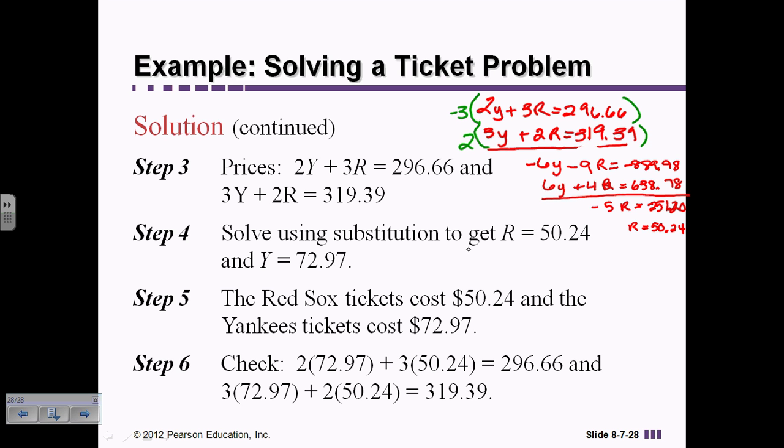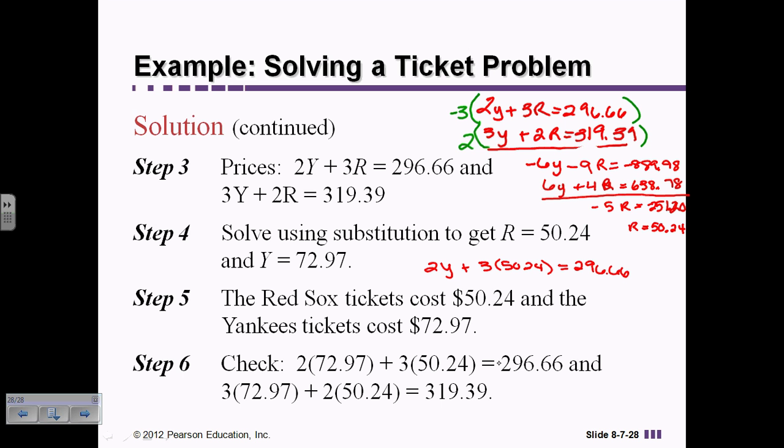Now to figure out the Yankees tickets, I'm going to go back to one of my equations, 2y plus 3 times 50.24 equals 296.66. And when I solve for y, I find out that the Yankees tickets are $72.97. So what I figured out is that the Red Sox tickets cost $50.24 and the Yankees tickets cost $72.97. And then I can check that and make sure that it comes out working right.